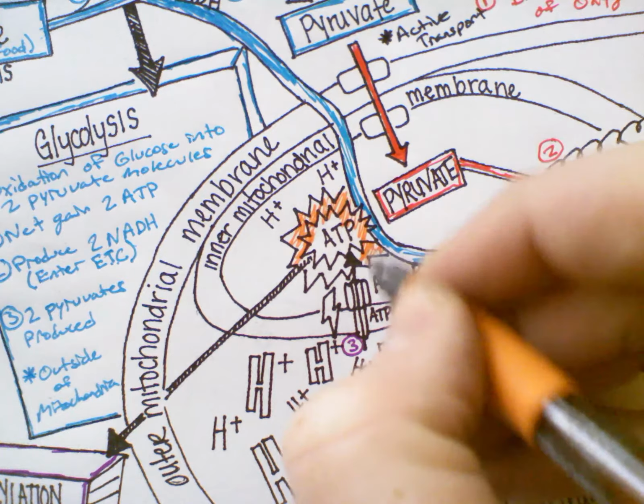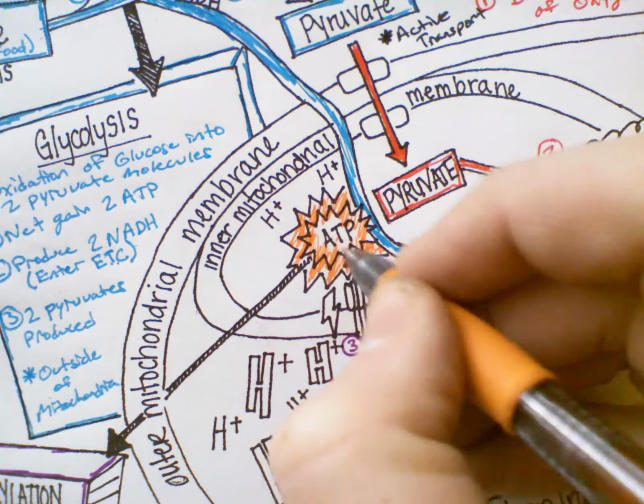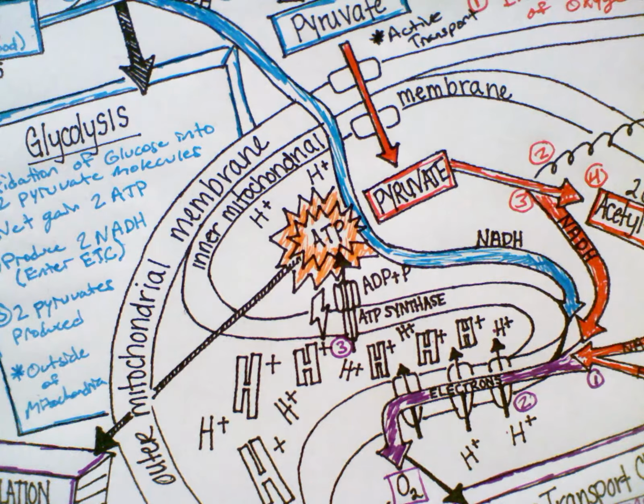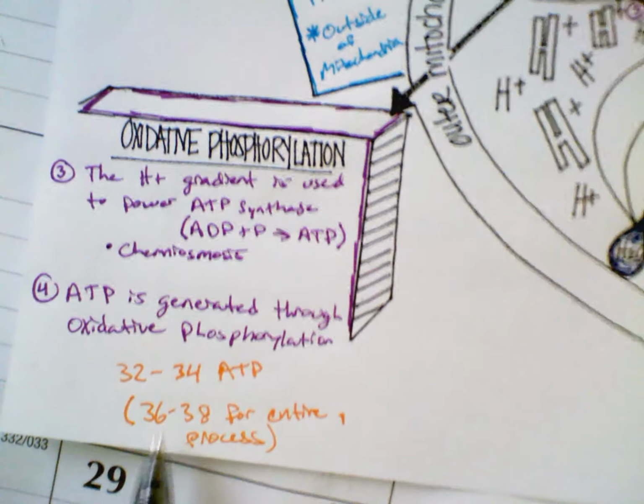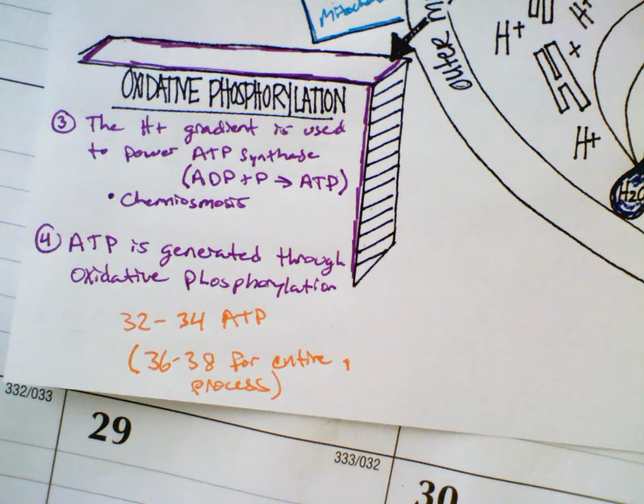That's why it's this bigger starburst. We're getting a lot more out of it. That's the big payoff. That's what makes aerobic respiration so much more efficient than anaerobic, is how much more ATP we're getting out of it. How many ATP are processed? Anywhere between 36 and 38, there's debate on that.